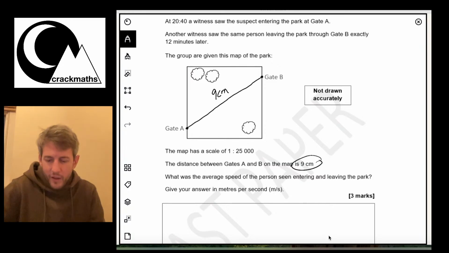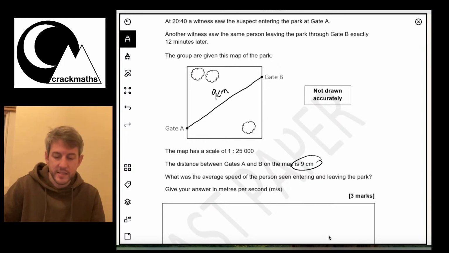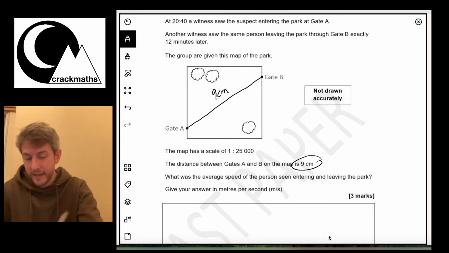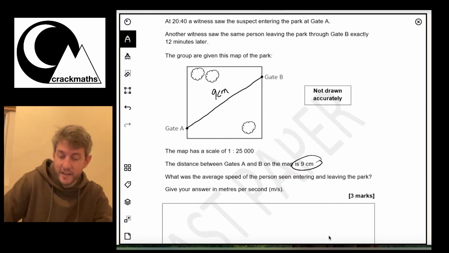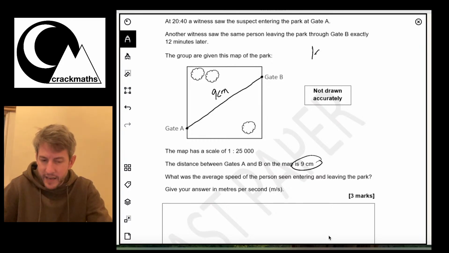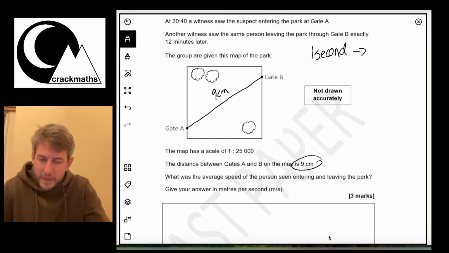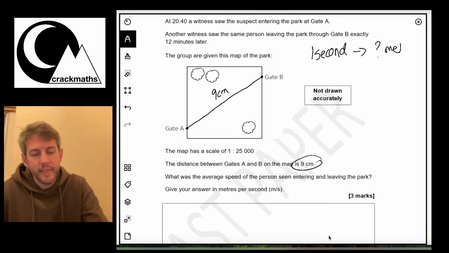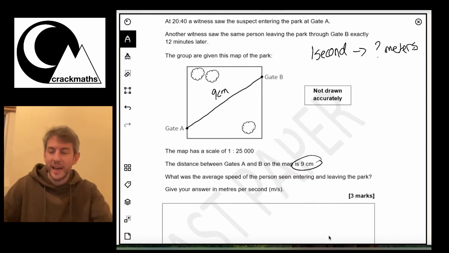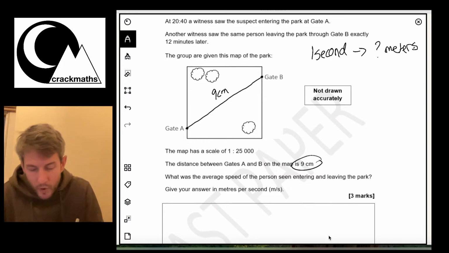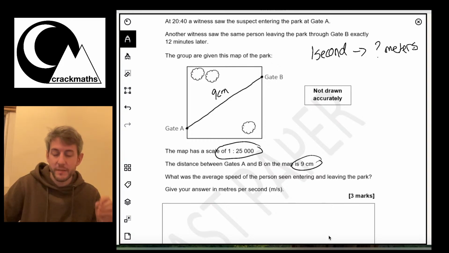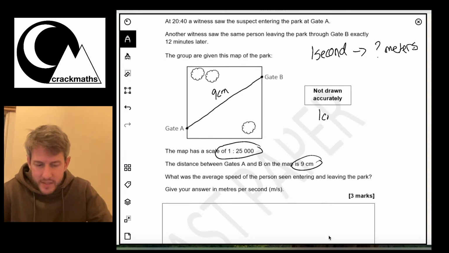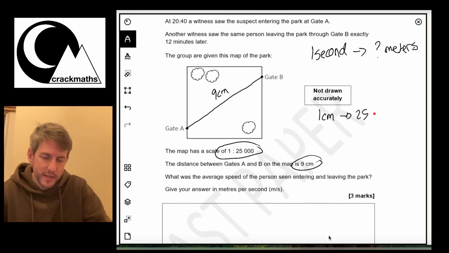That's fine. What was the average speed of a person seen entering and leaving the park? Give your answers in metres per second, okay? So ms means metres per second. So that means how many metres per second. So we want to know how many metres are they going in 1 second? So that is the big question. So we know that the scale of this is 1 to 25,000. Now that's going to be 1 centimetre equals 25,000 centimetres.